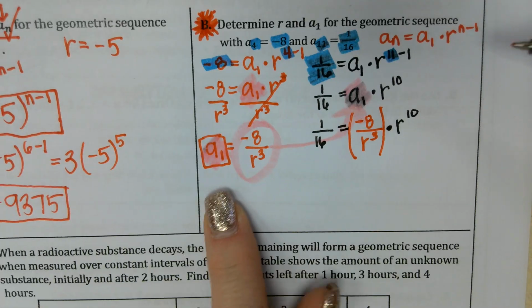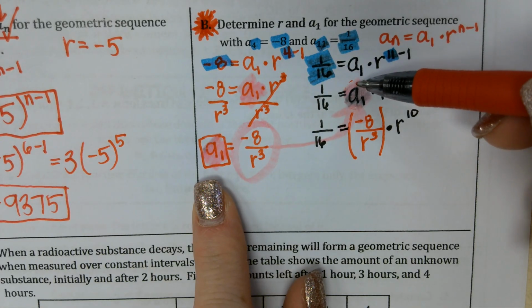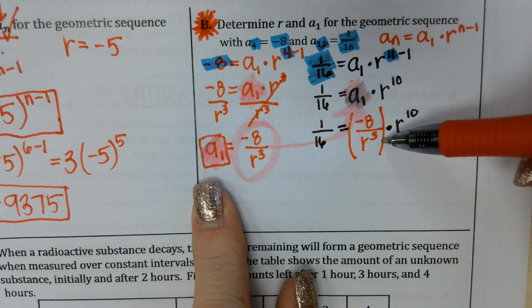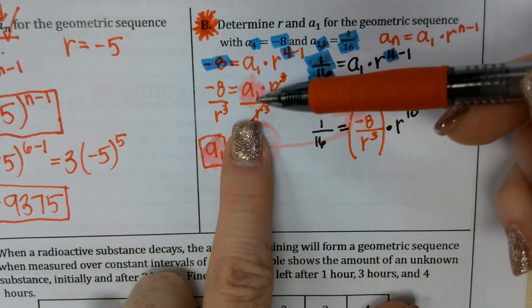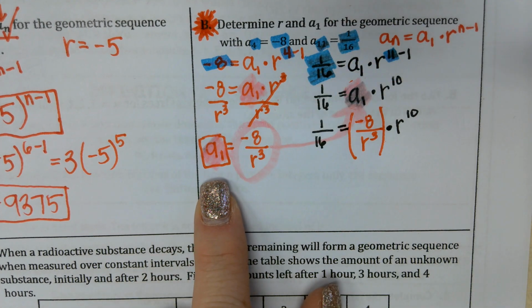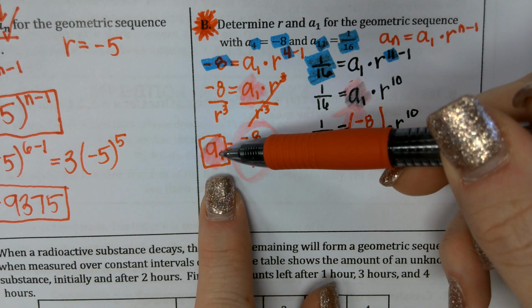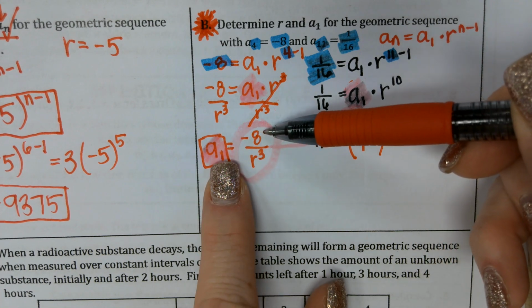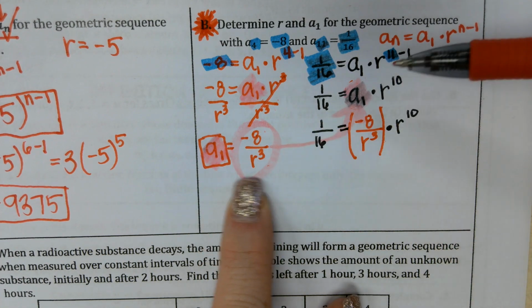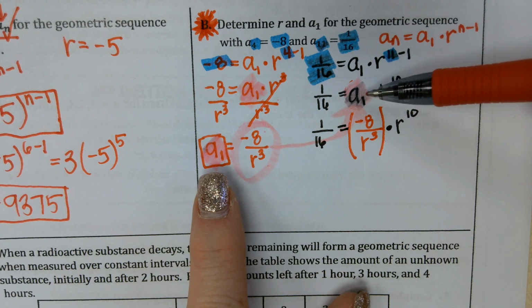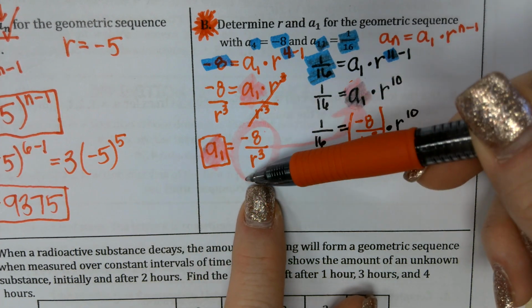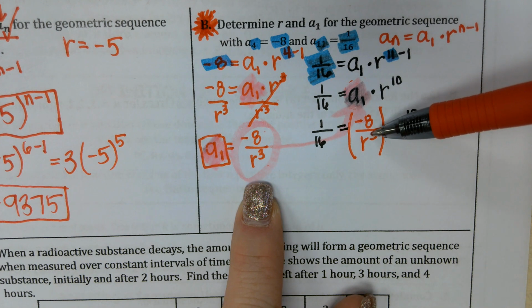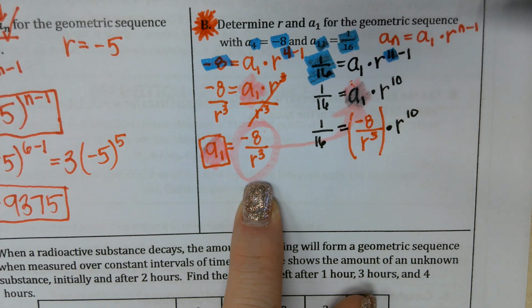Okay, look. A1 is what I changed, right? I rearranged this first equation to be solved for A1. If A1 right here is equal to negative 8 over R cubed, and these A1s have to be the same in both equations, I can take this and drop it in this A1's place.